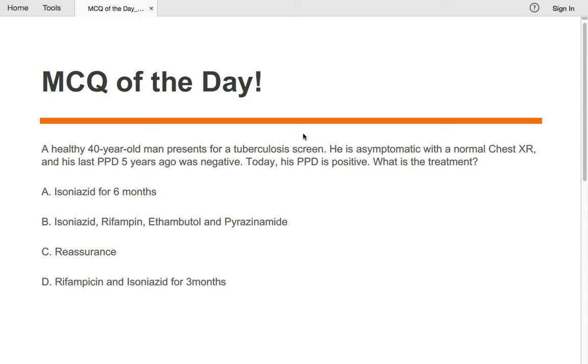So he is 40 years old, coming for the screening of tuberculosis. Right now he is asymptomatic. Chest x-ray is already done, which shows a normal chest x-ray. Last PPD 5 years ago was negative, but this time PPD is positive. So PPD is positive, but chest x-ray is normal and the patient is asymptomatic. It means your patient is having latent tuberculosis. In that case, what should be your protocol?